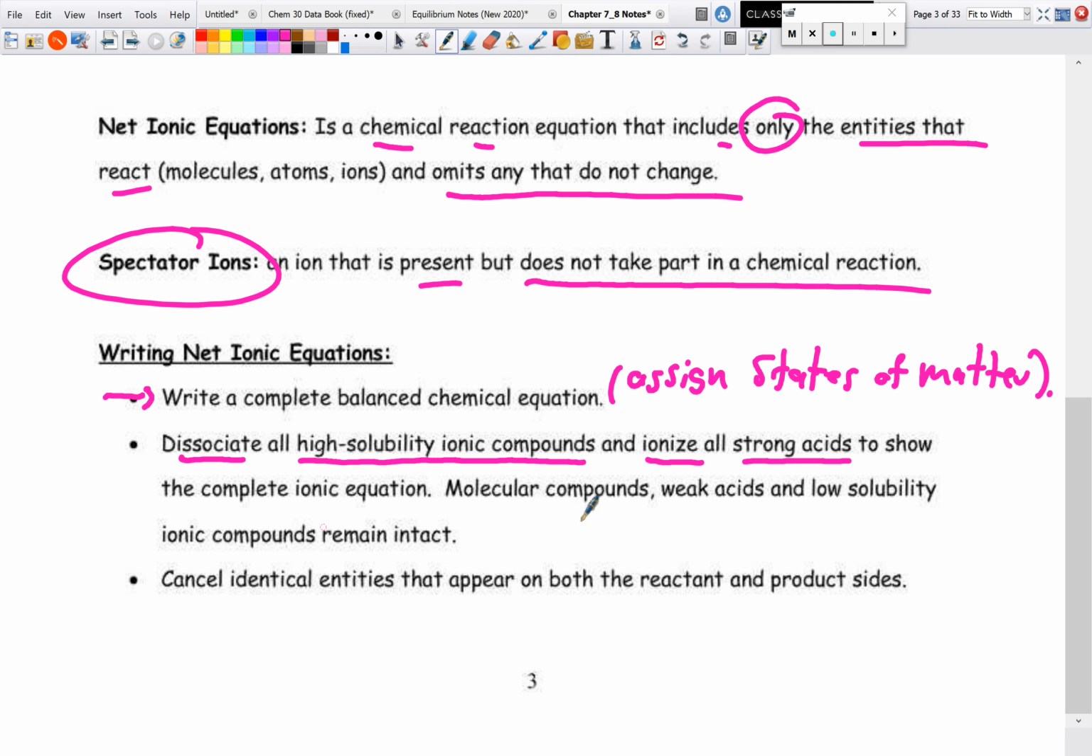Now, this is where you have to remember, molecular compounds don't ionize, so they stay the same. Weak acids, their major entity is not the hydrogen ion, they stay together as well, so weak acids do not change their formula, and low solubility ionic compounds remain intact. It means we do not ionize or dissociate them. And of course, we cancel identical entities that appear on both the reactant and the product side. So basically, we cancel out things that do not change.